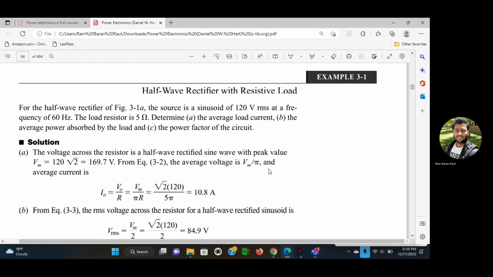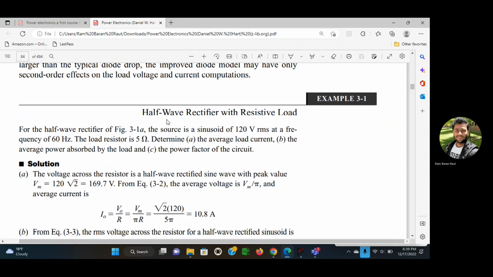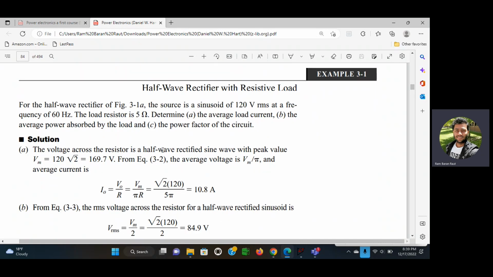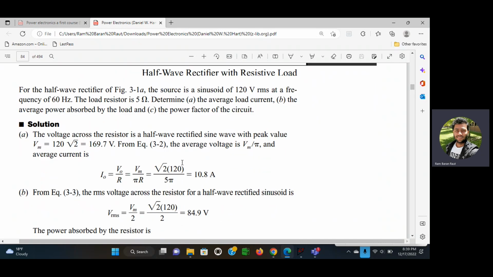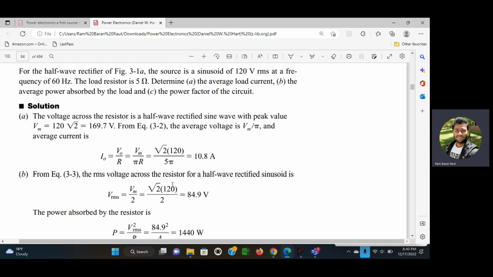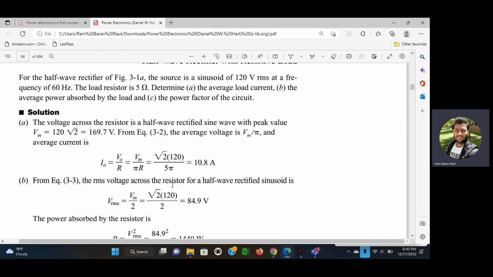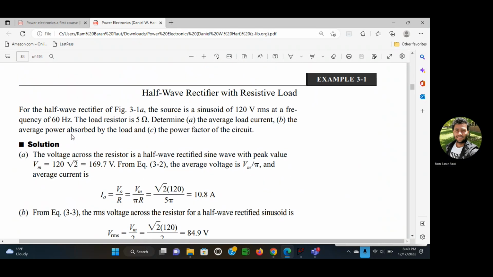So for this one, for half-wave rectifier with resistive load. This is the question, and I'm going to solve this question using LTspice. And here it has the solution over here. The book name is Power Electronics by Daniel Hart. So the question is this one.